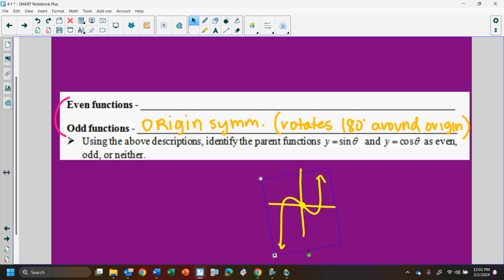Good job. Anybody remember what an even function is? What the other symmetry is there? It's when you fold your paper in half, it's the exact same. Exactly. Fold it in half along the y. Perfect. This is y-axis symmetry. Meaning it folds along the y-axis. The left side mirrors the right side.